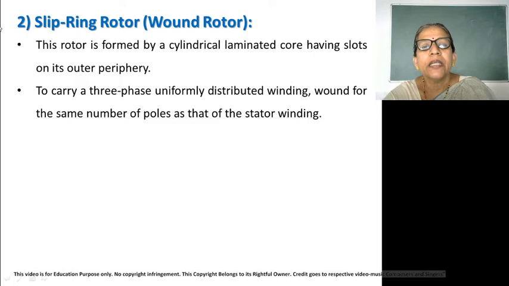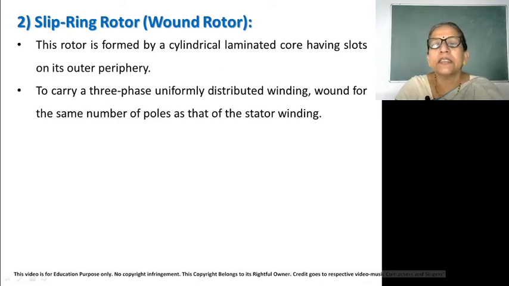But now it is not having thick conductors. Here it carries a three-phase uniformly distributed winding, just like the stator winding. Just like the stator winding, it will be having a number of thin conductors. They will be divided into three groups. All the conductors in one group will be connected to form one phase, and then the three phases will be again interconnected with each other in star or delta connection.